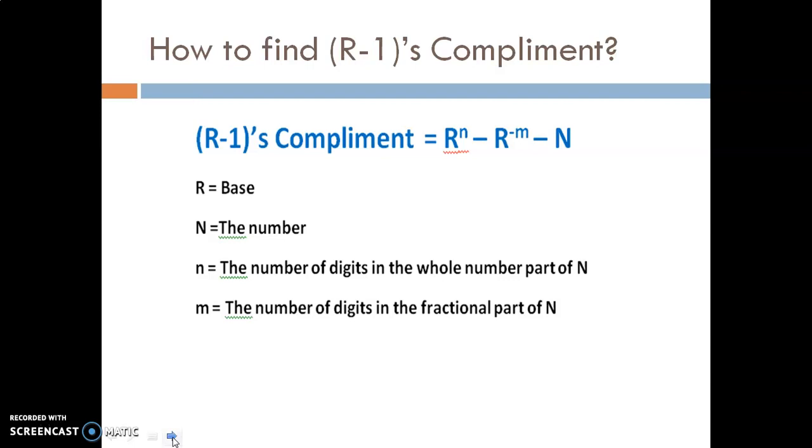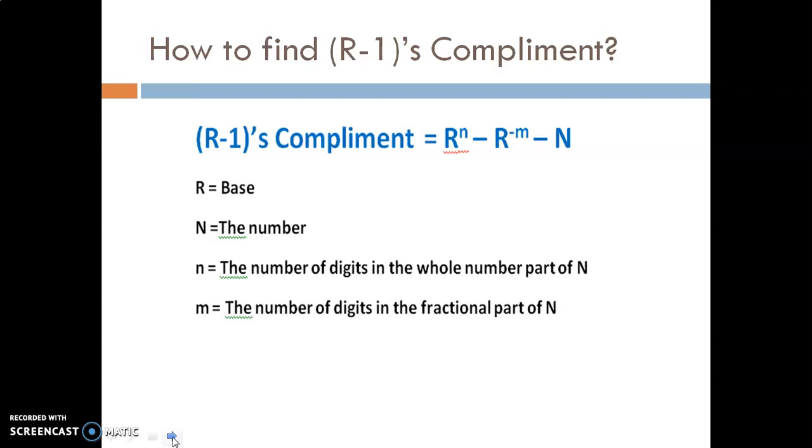And the small letter n represents the number of digits in the whole number part of N. Okay. For example, if your number is 3.25 in the decimal number system, then 3.25 is your capital letter N. 3 is your whole number part. So how many digits are there? There's only 1, so n is 1. And in 3.25, 2 digits are there in the fractional part, so minus m will be minus 2.